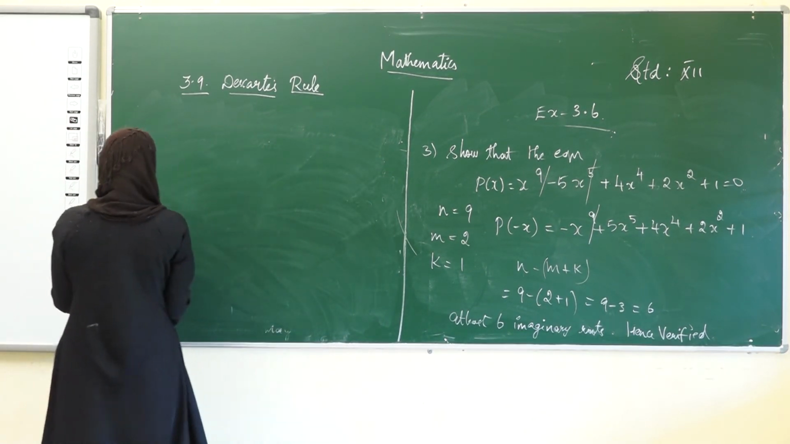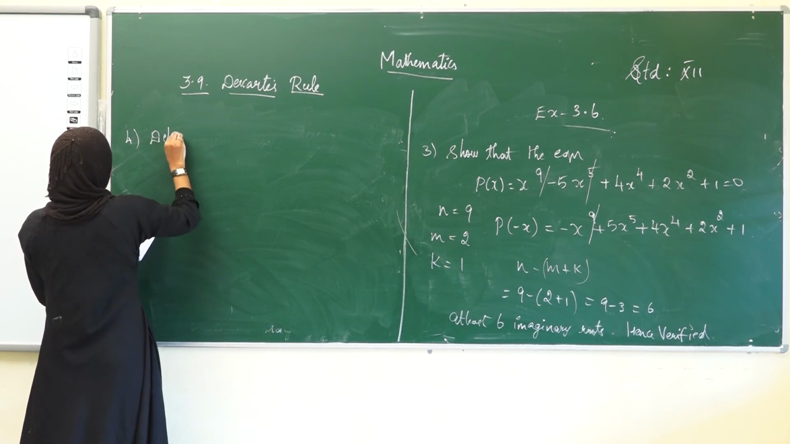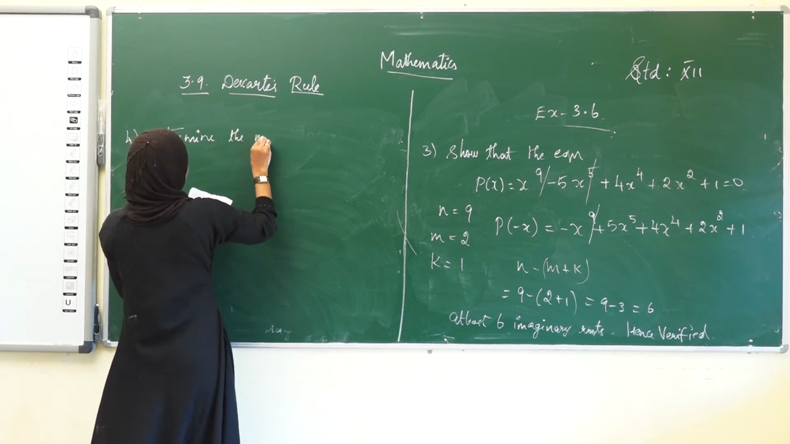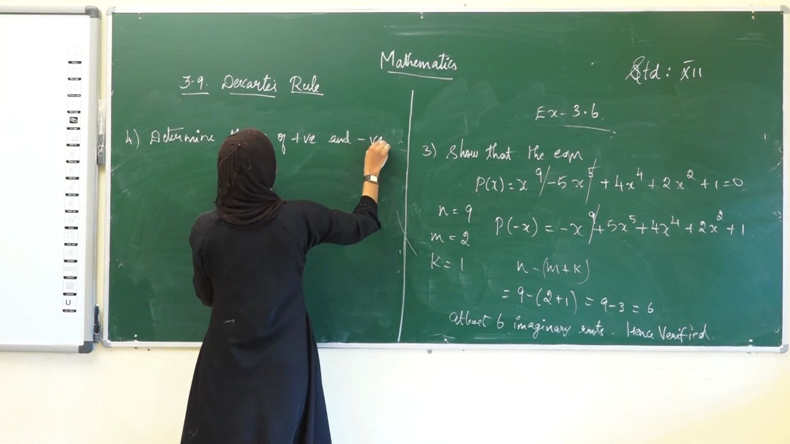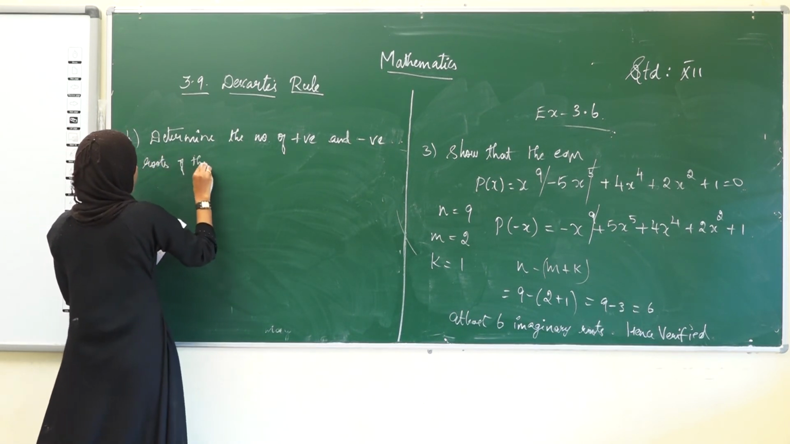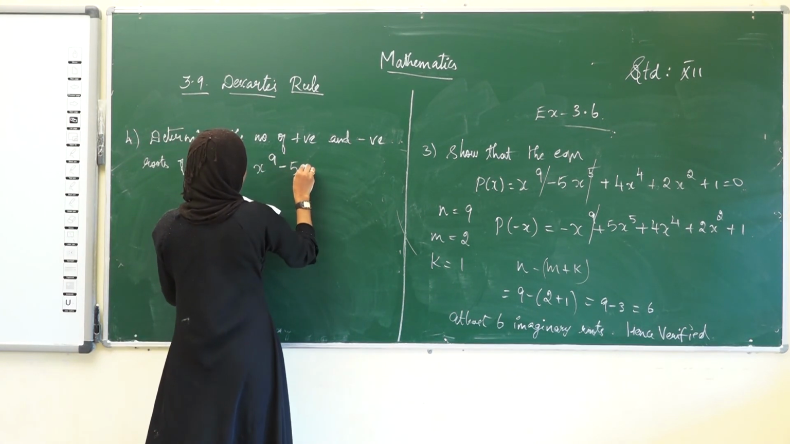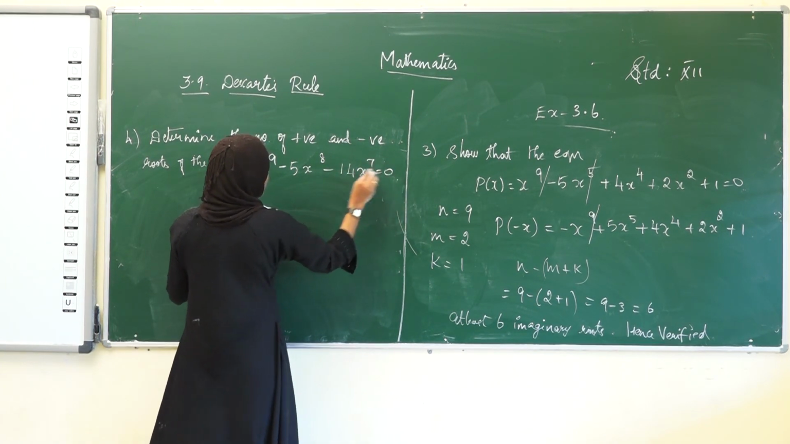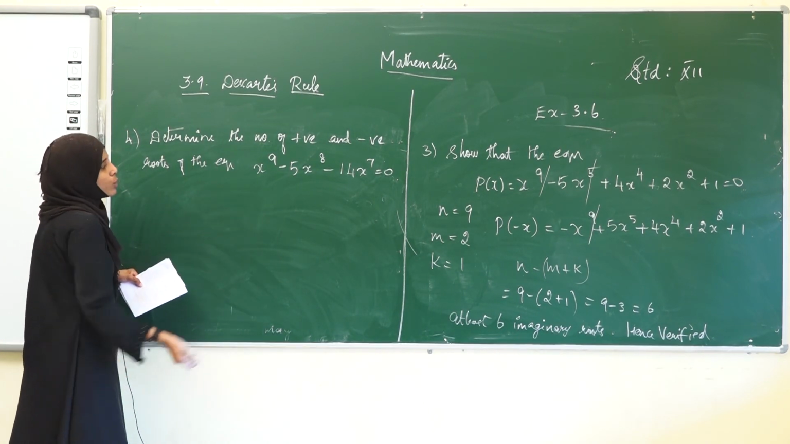So, the next two questions, 4 and 5, will be assignments for you. What is given? Determine the number of positive and negative roots of the equation. What's the equation? X power 9 minus 5 into x power 8 minus 14 x power 7 equal to 0. We have to determine the maximum number of positive and negative roots of this equation.